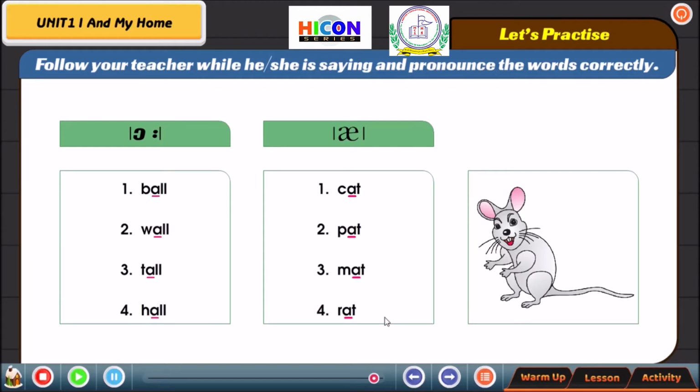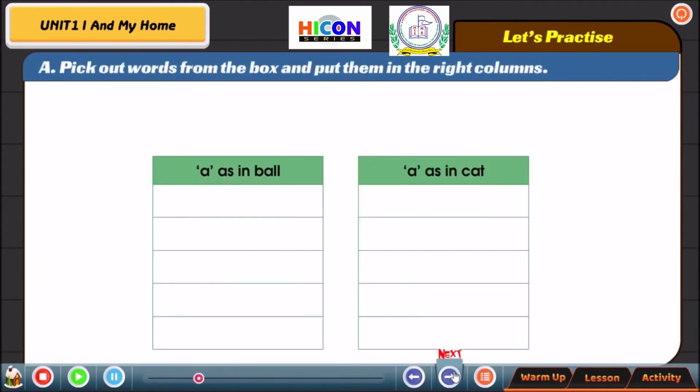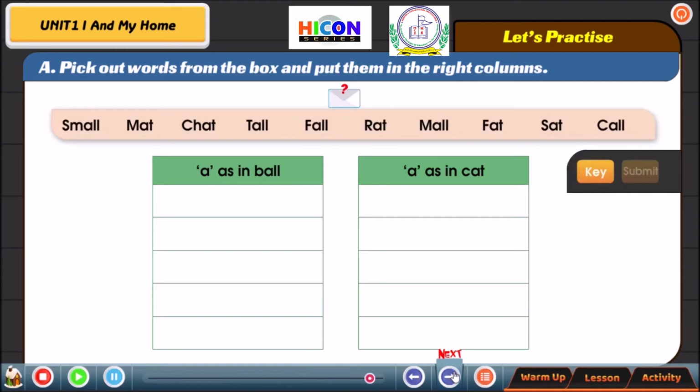Children, we will go on to the next one. Pick out the words from the box and put them in the right column. A as in ball, A as in cat. S-M-A-L-L, small.